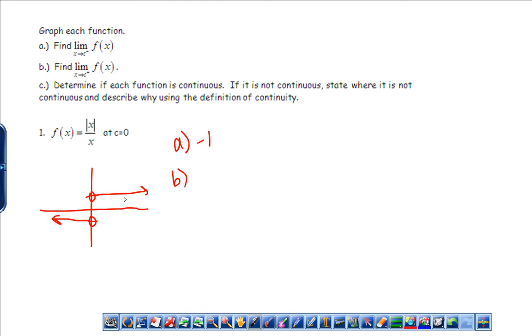But the right-sided limit, as x approaches 0 from the right, that's positive 1. Therefore, this limit does not exist. All right, and that's going to cause this to not be continuous. It's not continuous for 2 reasons, okay? And it's not continuous at x equals 0.